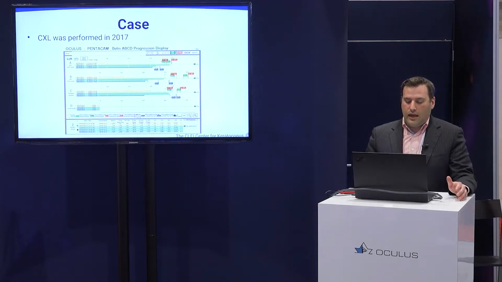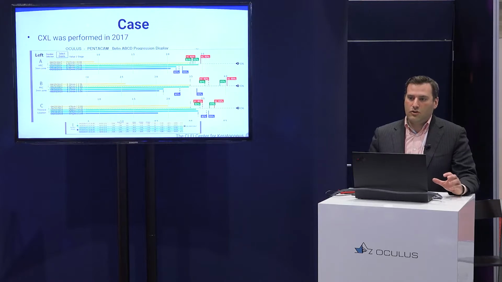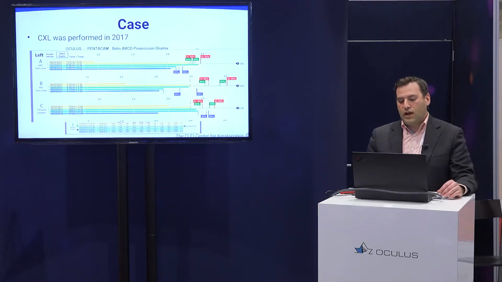And again, the ABCD analysis can be very helpful in following these patients after cross-linking. So if we focus in on the anterior, posterior, and thickness of the cornea, there's now a third population that has been analyzed in the Pentacam system, and that is a specific population that has been cross-linked to determine whether after cross-linking we're seeing progression.